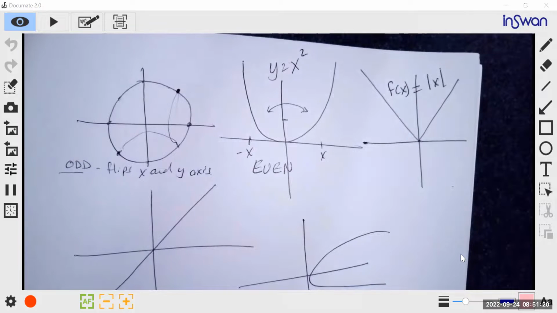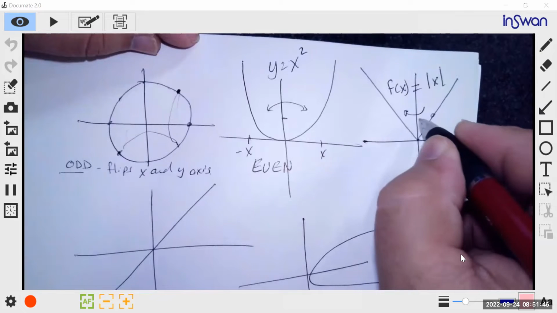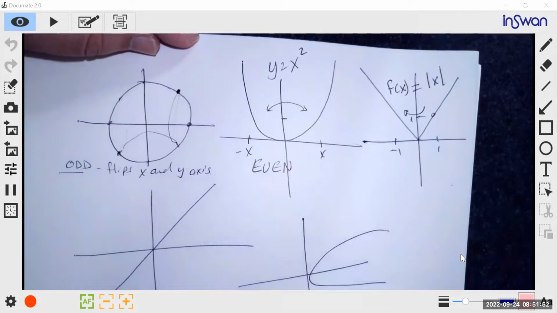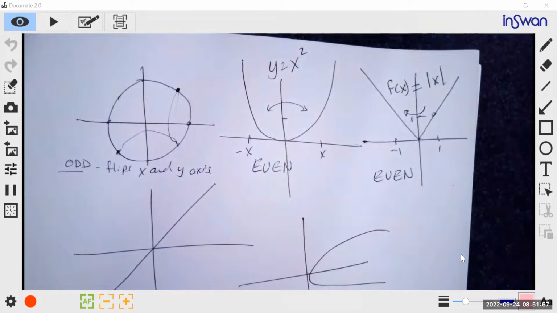The third graph is a graph of the absolute value function. Is this symmetric about anything? Yeah, it's symmetric about the y-axis again. Because if this is 1, then this has to be -1. So it's an even function. Because it flips across the y-axis.